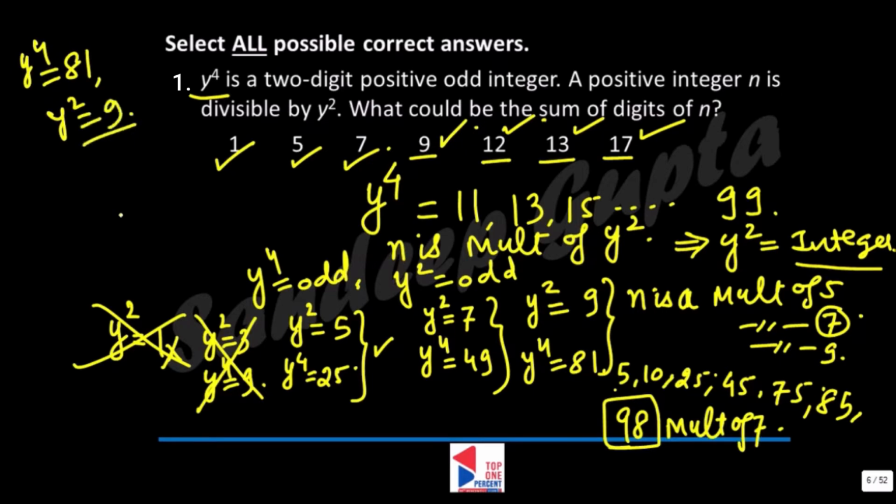If n is a multiple of 9: 9, 18, 27, 36, 45, 54, 63, 72, 81, 90, everything gives me a sum of 9. So you could have marked 9 as the answer, which is not correct because the first assumption itself is wrong here. Remember, the GRE will award you marks only and only if you mark all the answers and only the correct answers. Alright, I hope you've understood this.